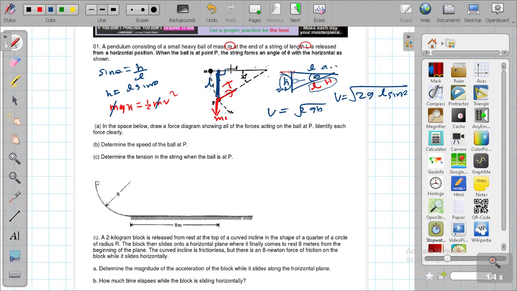When you draw this triangle, you can see it is a right angle triangle, and the same L comes to here because that's the length of the rope. So you can easily find out the height. To find out tension, we have to wait for the next week.